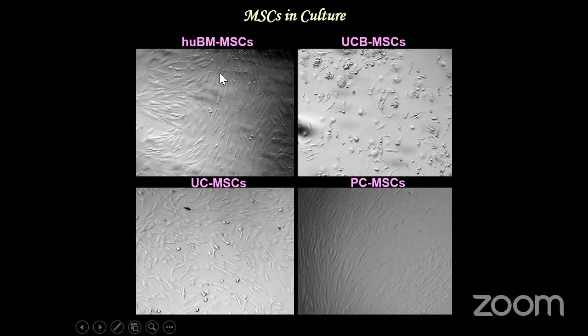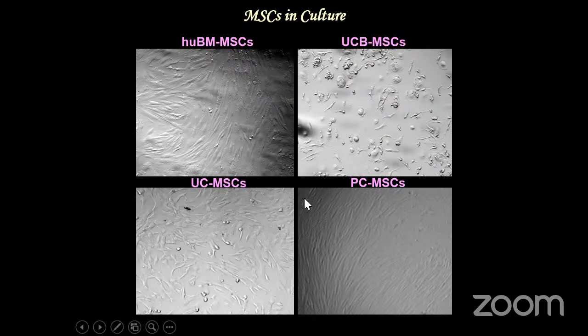The examples you are seeing are from the bone marrow. This one is from umbilical cord blood, which is discarded, and from umbilical cord and placenta. The cell morphology is basically fibroblast-like or spindle shaped, but depending on the source, the cells have different self-renewal ability, and the morphology also varies a bit.